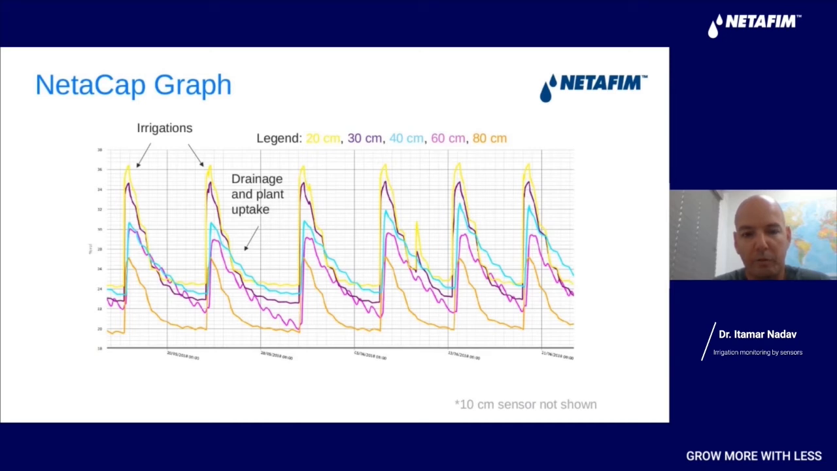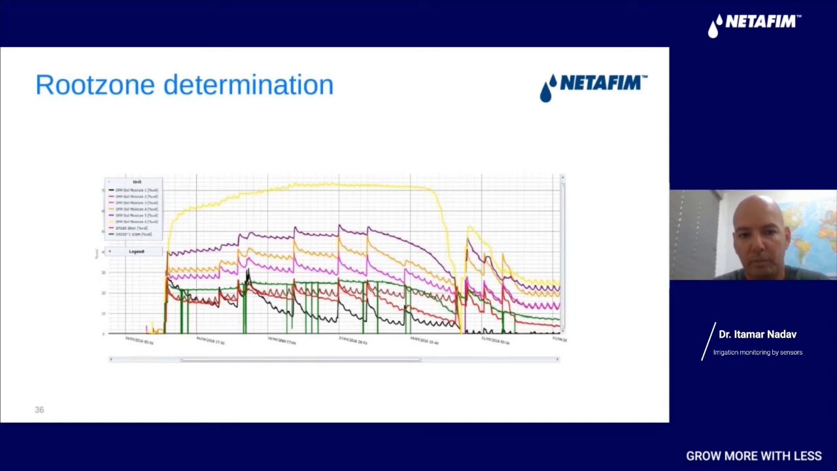And here in this graph, you can see a lot of information that we can get from this sensor. You can see all the irrigations in the different depths, and you can see where the water is being logged, and you can see the drainage, and you can see how far the water has entered the soil, and if the water has reached the deeper layer or not.